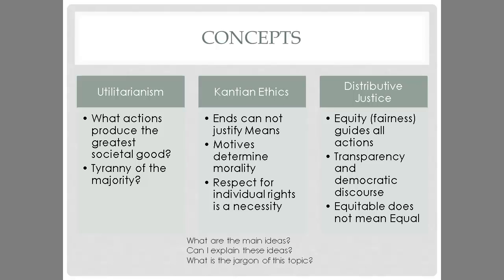The 3 primary models detailed in your textbook are utilitarianism, Kantian ethics, and distributive justice. I briefly summarize each of the 3 on this slide, and your textbook, of course, goes into a bit more detail on each of these as well. These models are important tools in ethical thinking, and you'll see them again and again in this course, and you will see them in your future courses as well. And they always apply when we're talking about ethical thinking.